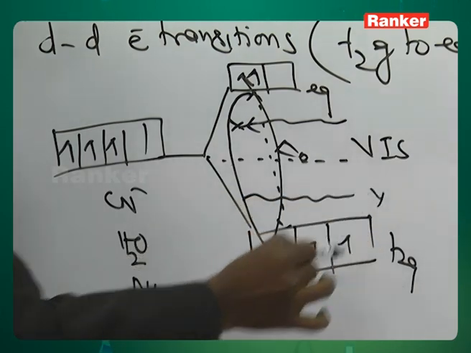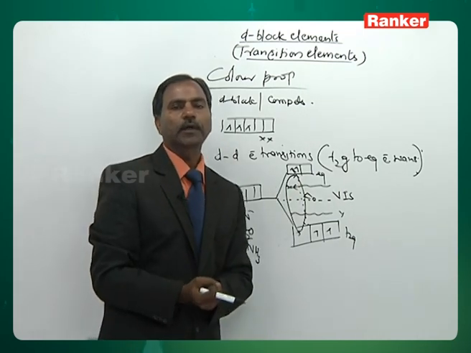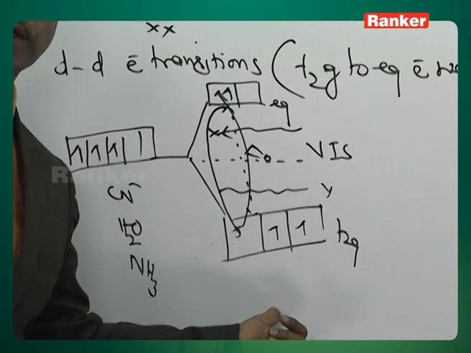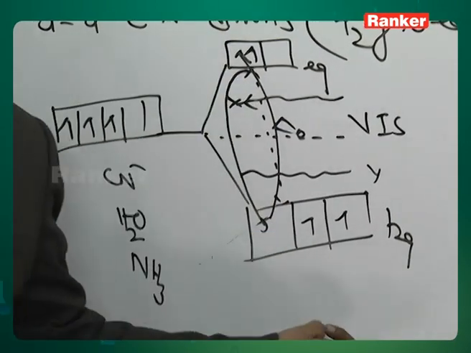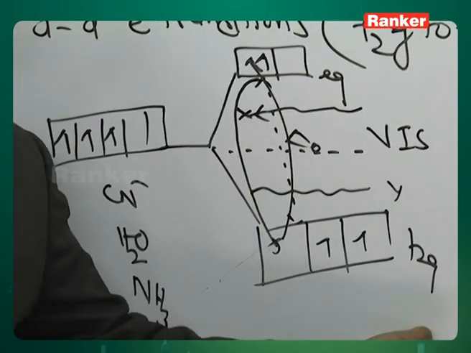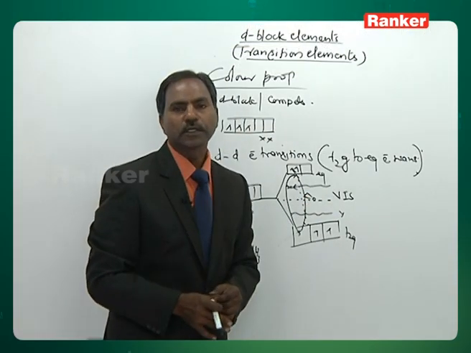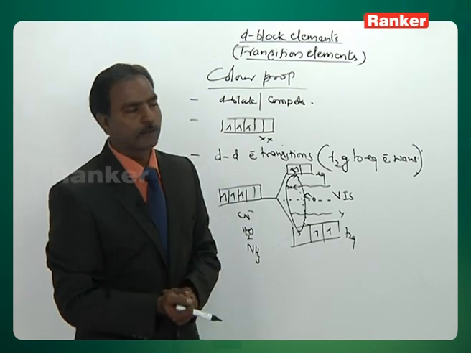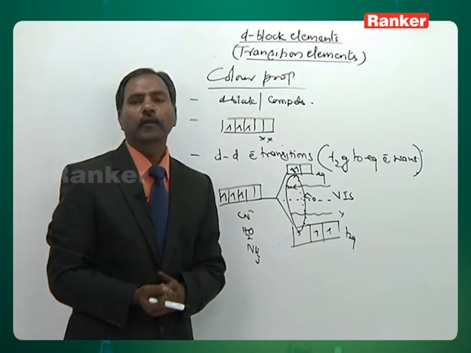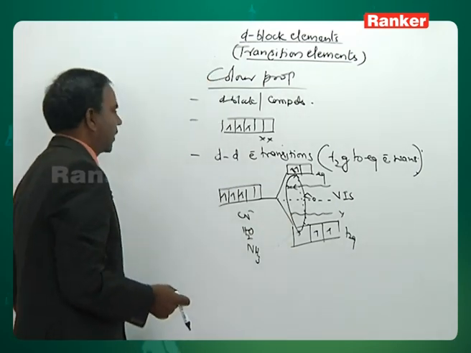Now, once we know the number of unpaired electrons in any metal or any substance, we can easily say its magnetic moment. I'll write a small table, try to understand this. Look at the board: number of unpaired electrons and magnetic moment in BMs. Now, one unpaired electron, 2, 3, 4, 5. This is the number of unpaired electrons, imagine.